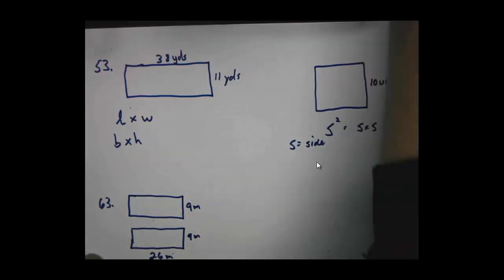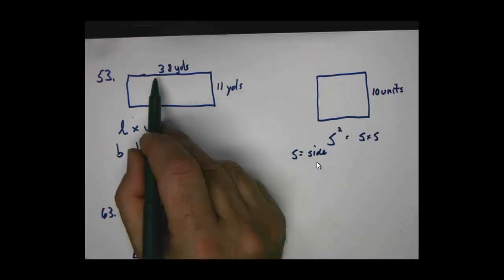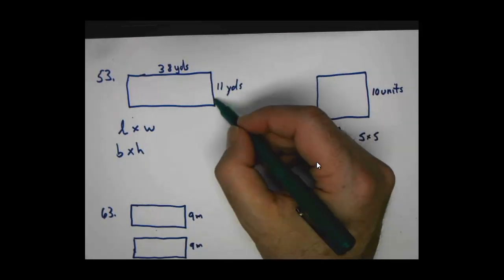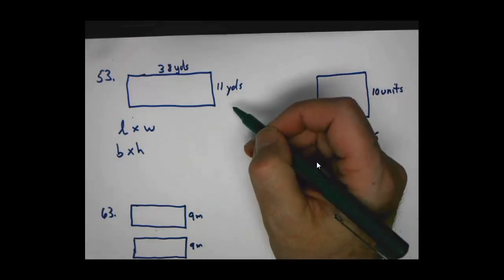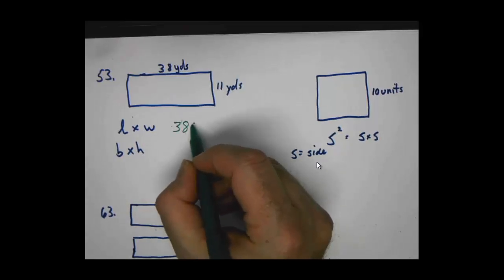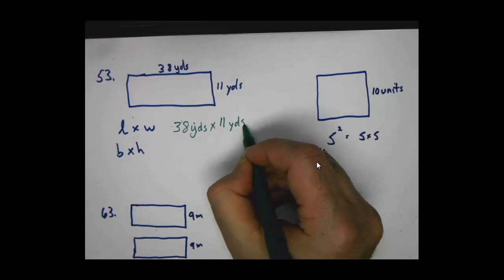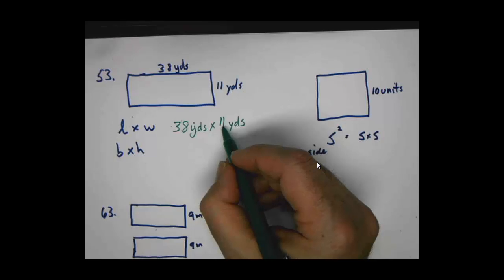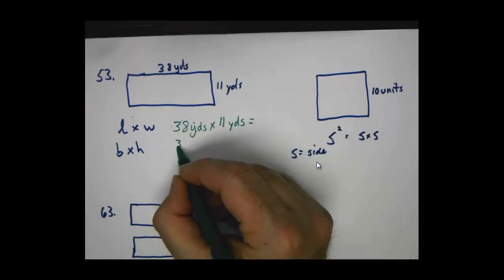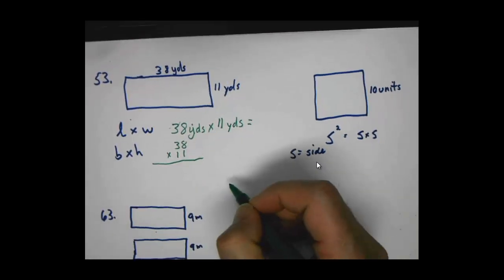Look at some samples again of this in our homework. Problem number 53, they're going to have 38 yards long or length times 11 yards wide. And you're going to just simply do length as 38 yards times 11 yards. Again, I would just simply do the multiplication first. You can do that on the calculator if you would like, or we can do it longhand since we're practicing our multiplication. So let's write it out this time.